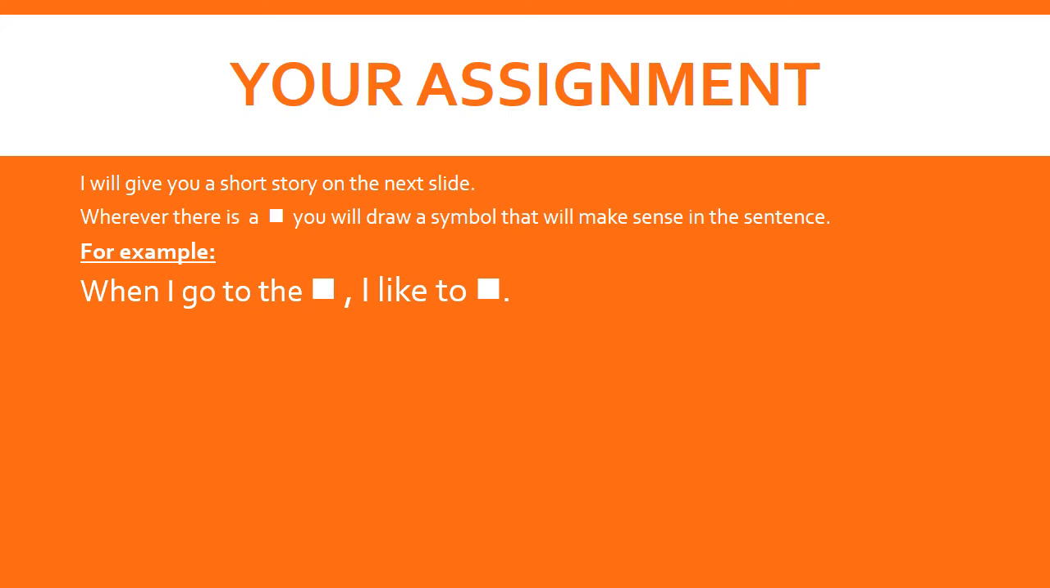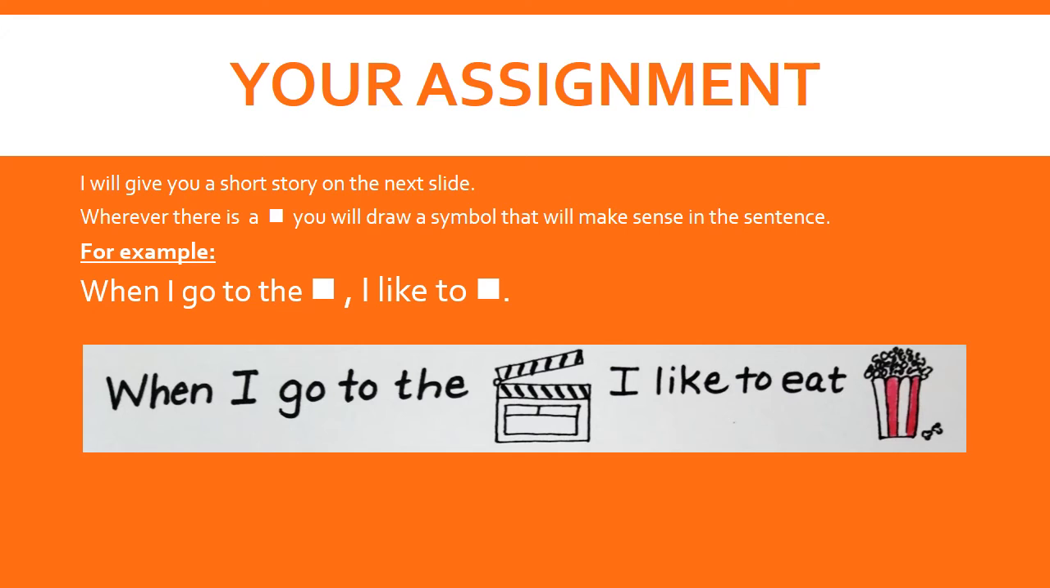So I could have a picture of maybe a big M for mall, or a shopping bag for mall, or like I like to shop. We could have a shopping bag there. But this is the one I came up with. When I go to, that was my symbol for movies, I put I like to eat, and then I made a little simple drawing of popcorn. So when I go to the movies, I like to eat popcorn.